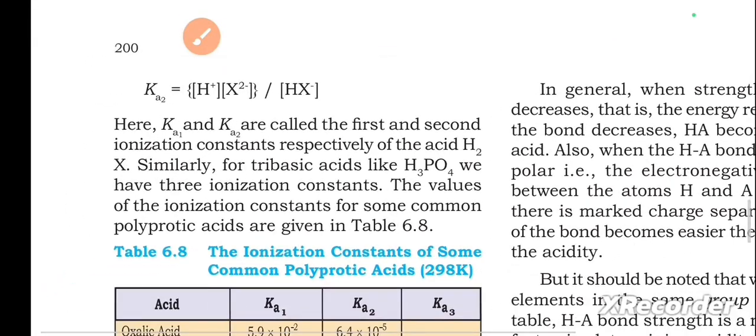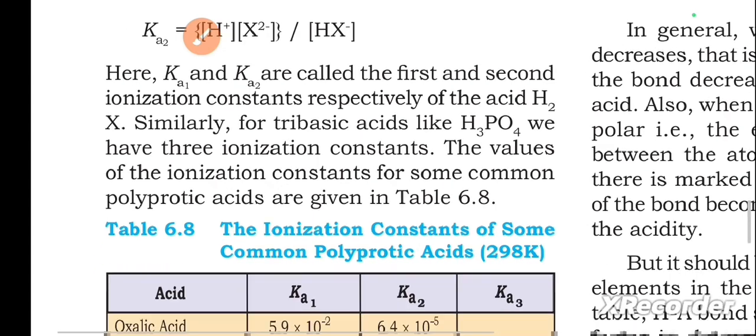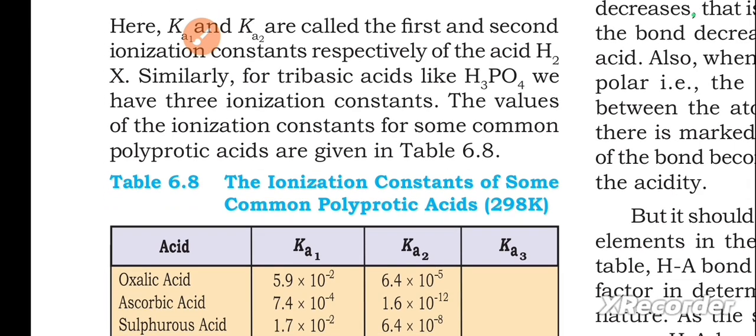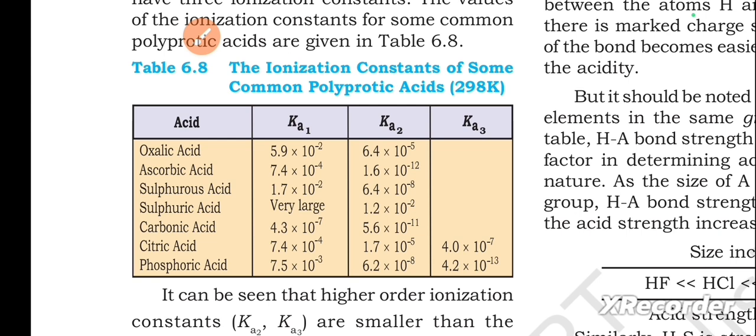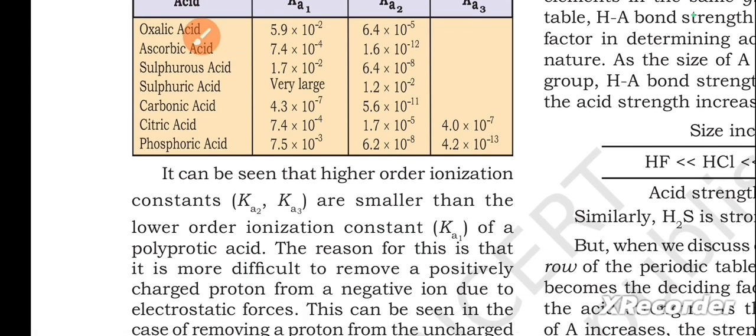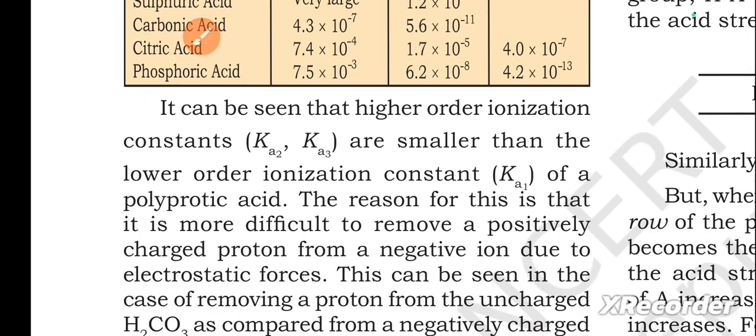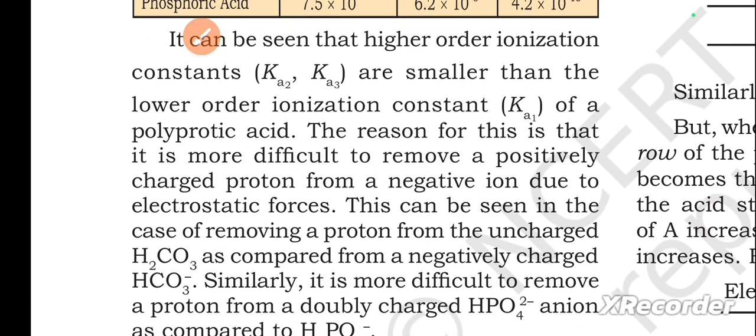Here, Ka1 and Ka2 are called the first and second ionization constants respectively of the acid H2X. Similarly, for tribasic acids like H3PO4, we have three ionization constants. The values of the ionization constants for some common polyprotic acids are given in table 6.8. Please check the table. It can be seen that higher order ionization constants are smaller than the lower order ionization constants of a polyprotic acid. The reason for this is that it is more difficult to remove a positively charged proton from a negative ion due to electrostatic forces.